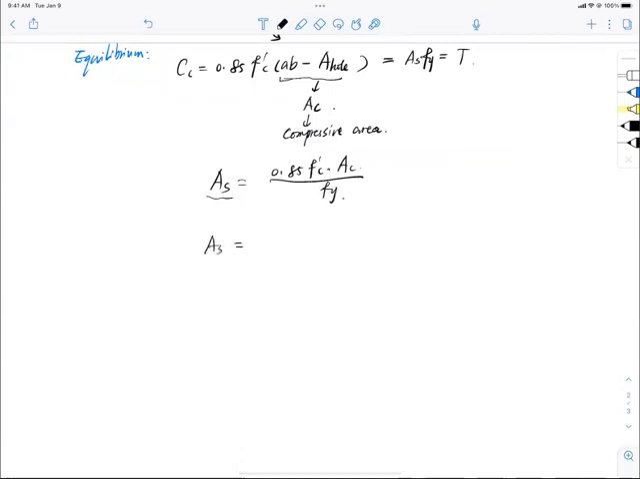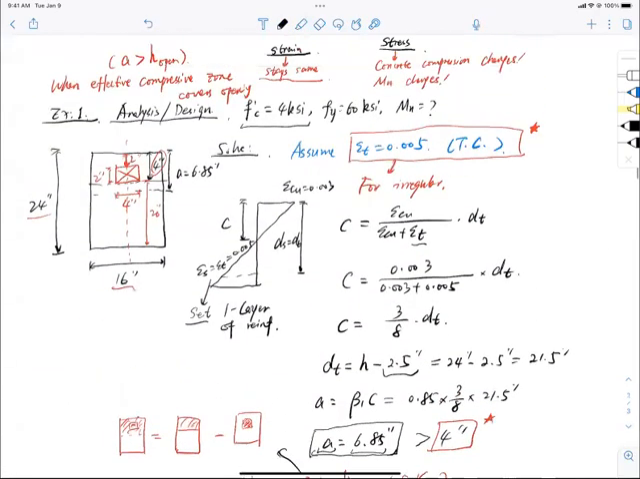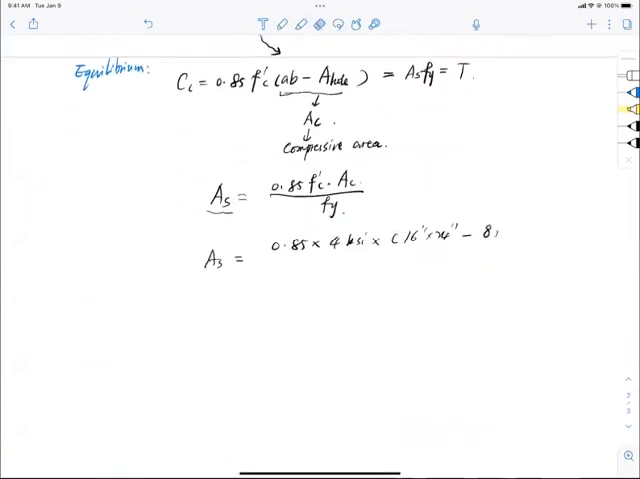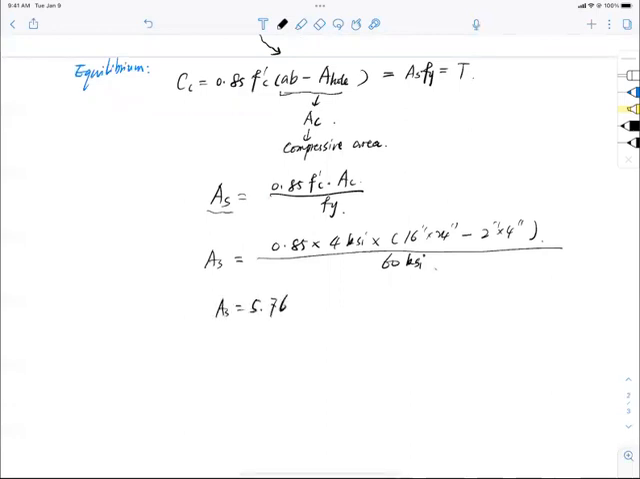So As should equal 0.85, bring the numbers in. For a concrete of 4 ksi, the area of the compressive zone is A and B, so 16 multiplied by 24, minus the area of the opening. Let's take a look: 4 this way, 2 this way, so 2 by 4, 8 inch square. Let me write it out in case you're confused: 2 inch by 4 inch of opening. That is the total compression I have, divided by the yield strength of the bar, 60 ksi. I have As equal to 5.76 inch squared.